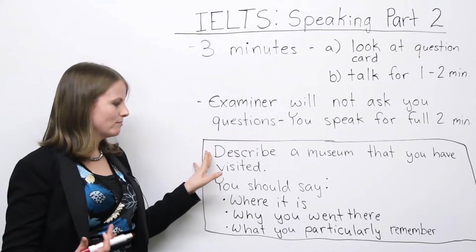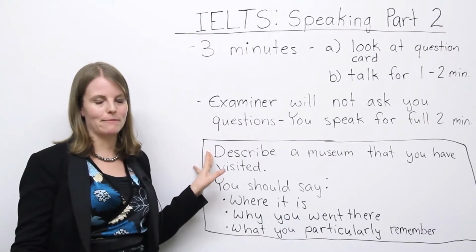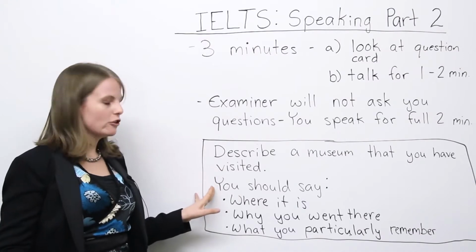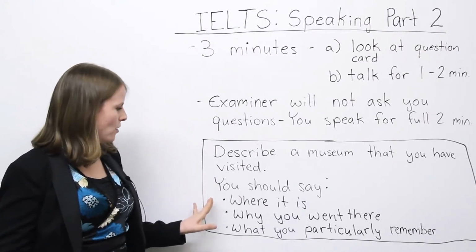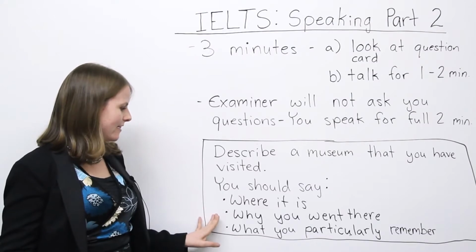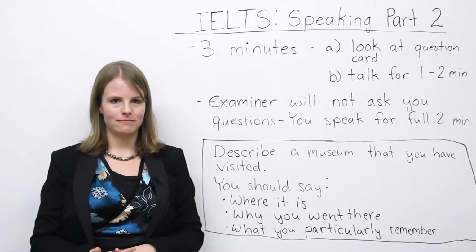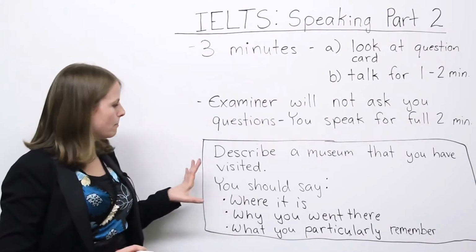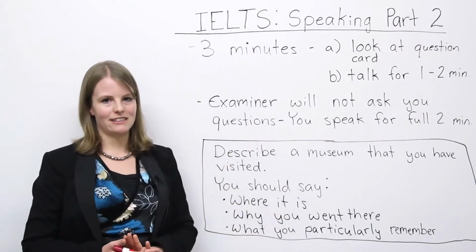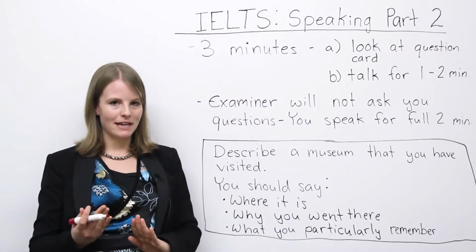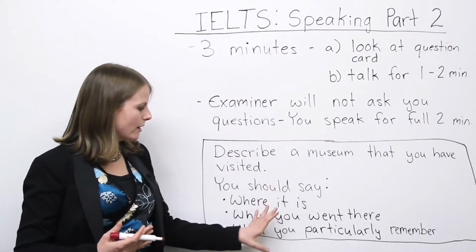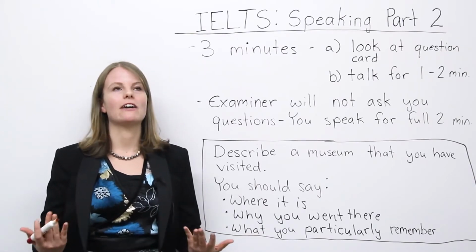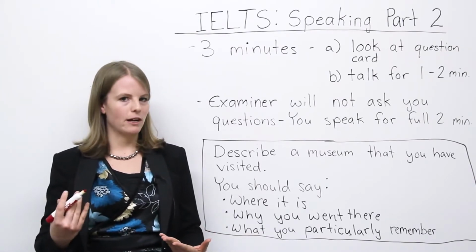So it will tell you oftentimes to describe something, describe a museum that you have visited. It will tell you what you need to say. You should say where it is, why you went there, what you particularly remember. This is just an example. Okay, so it can be on different topics, but you will get a card that looks something like this. Okay, so you have 1 minute to look at the question and to make notes and to think, okay, what am I going to say? So that takes 1 minute.